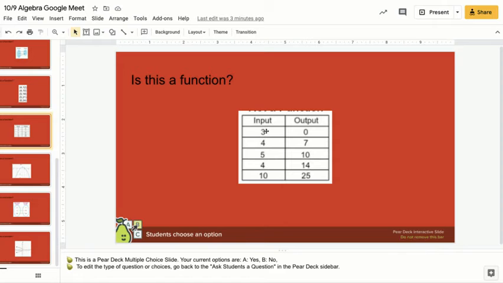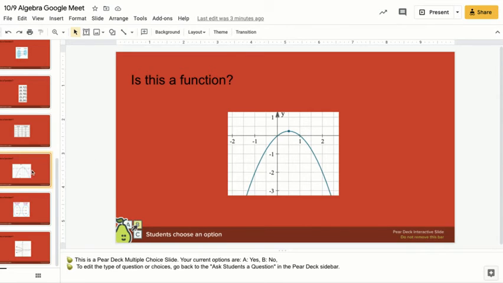Okay, here, notice I do have an x value that repeats. I have 4 and its output is 7. I have 4 again and its output is 14. Here, my x values have different y values, so that is not a function. If this 14 was a 7, then it would be a function because each time my 4 has the same output of 7. But here it is not true. Is this one a function?